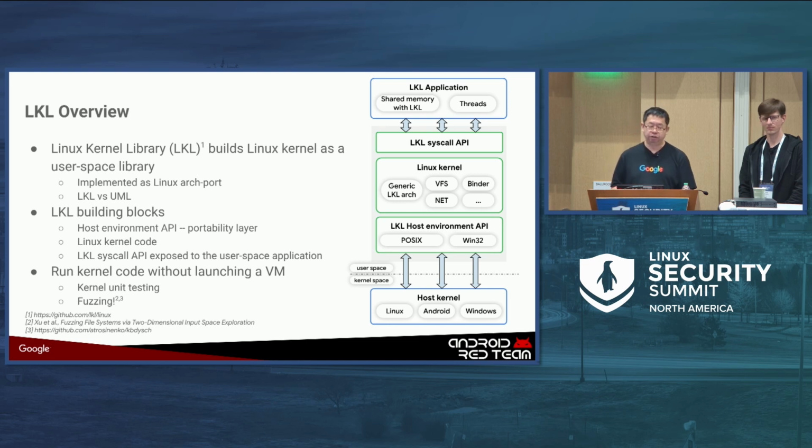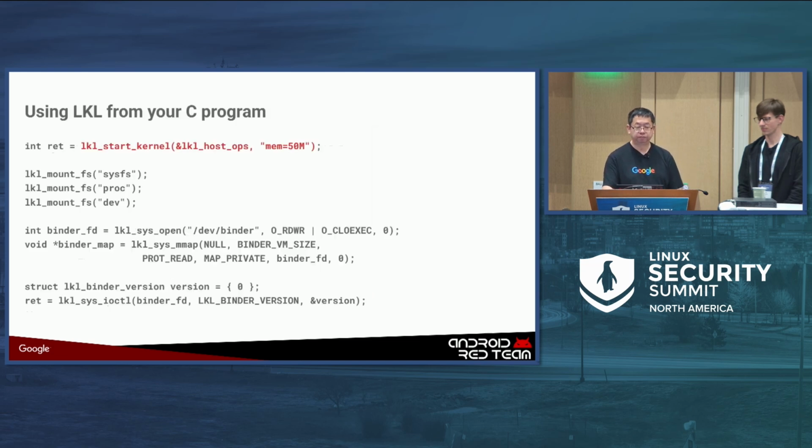So with this, you can run kernel code without launching a VM. We think this can work for kernel unit testing, fuzzing, and many other fun things, but we're going to focus on fuzzing. It's very simple to use LKL from your C program. You just link the library, call start_kernel, and give it the host operations. Then you mount the file system, like sysfs, procfs, or other filesystems you need, open the device node you want to interact with, and issue a command.